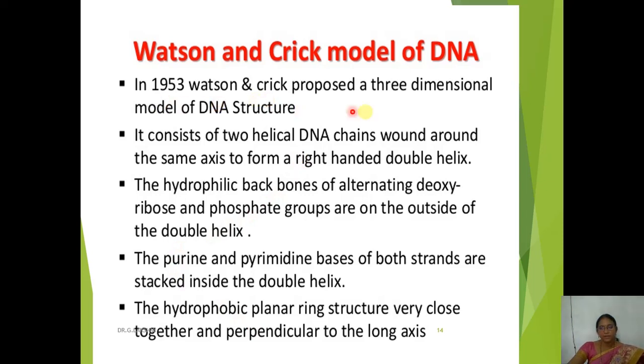So these are the basic points of the double helical DNA. The two DNA chains wind around the same axis to form a right-handed double helix, as we have already seen in the structure, and the hydrophilic backbones of alternating deoxyribose and phosphate groups are on the outside of the double helix. The purine and pyrimidine bases of both strands are stacked inside the double helix, with hydrophobic planar ring structures very close together and perpendicular to the long axis. The backbone is made up of alternating sugar and phosphate moieties. The phosphate groups are negative, which gives a negative charge to the DNA molecule.